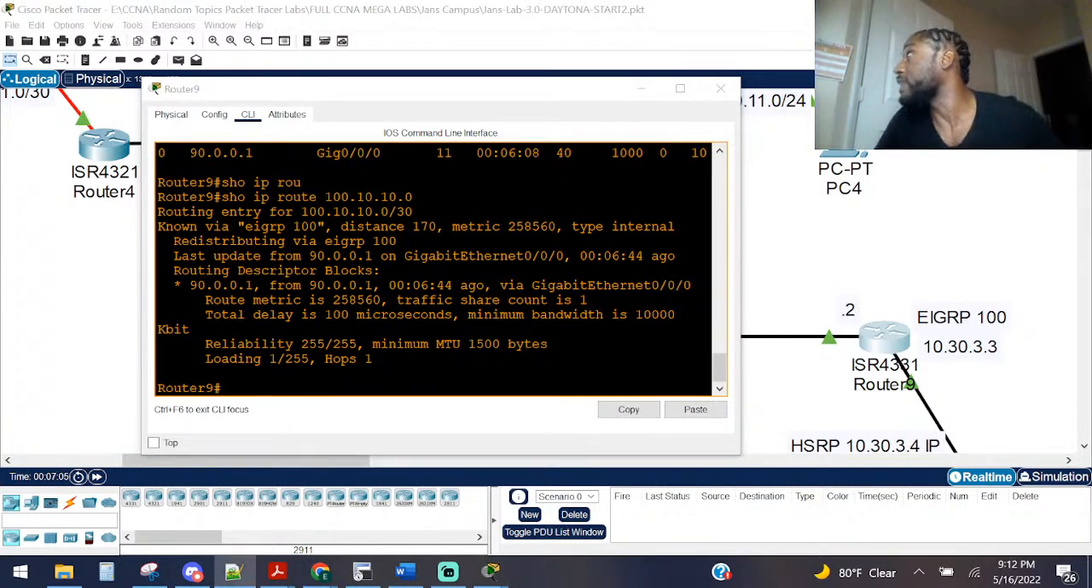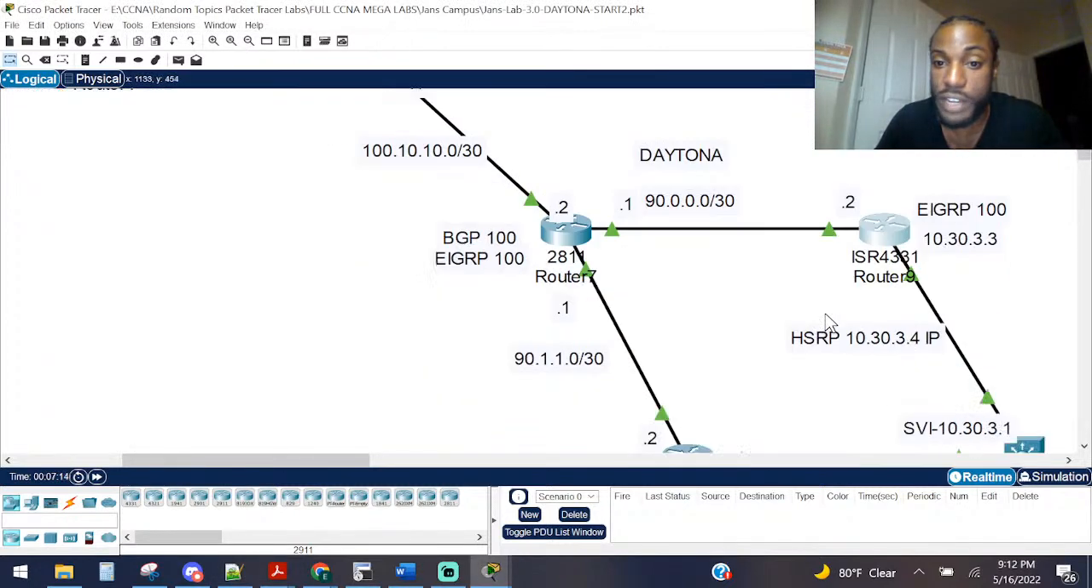I don't know. But anyway, step 1: configure HSRP on both router 8 and 9's core-facing interfaces. So where are routers 8 and 9? They're over here, down here in Daytona.